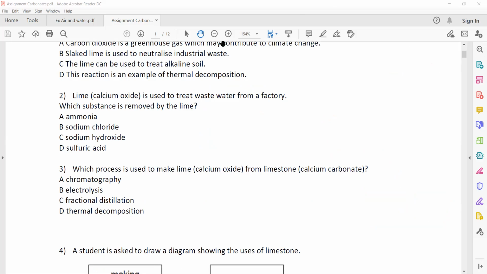Calcium oxide, a metal oxide, is used to treat the wastewater from a factory. Which substance is removed by the lime? Both calcium oxide and calcium hydroxide can be used for treatment of the acidic waste. Sulfuric acid will react.